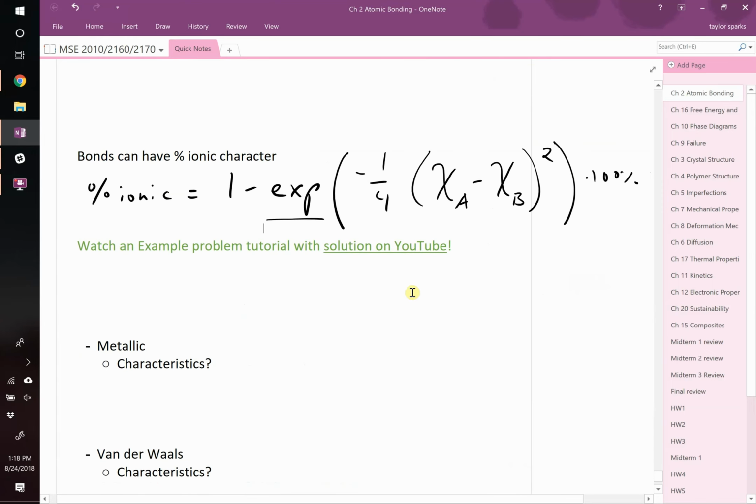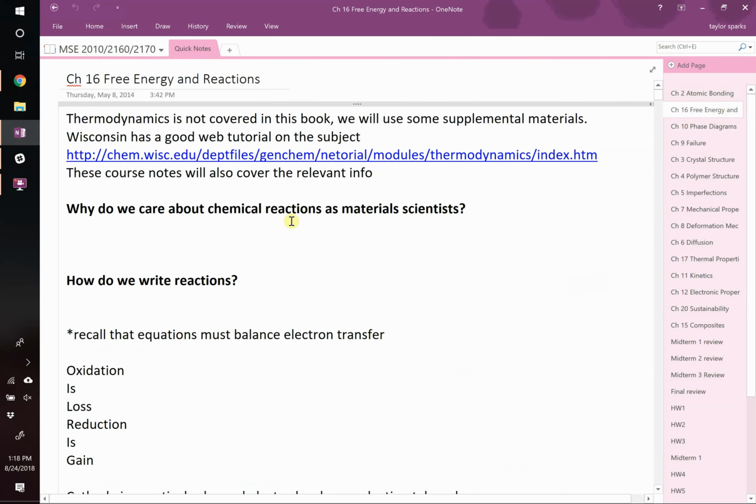Okay, let's move to chapter 16. Chapter 16 is all about free energy and electrochemistry, which at first blush, you're like, how are those two related? They're completely related. They're so like one another. You're gonna be shocked by the end of this chapter how similar free energy and electrochemistry are, right?